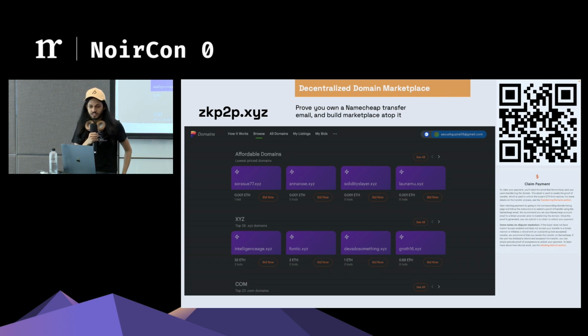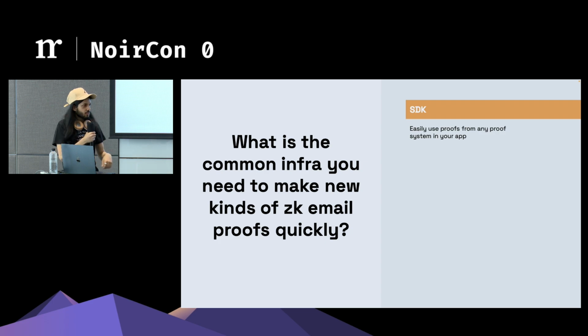And so this is quite interesting because you can build arbitrary marketplaces or arbitrary systems on top of these proofs. But the main barrier to this is people making new kinds of proofs quickly. For instance, if you want to support all domain registrars, you better now have an email for every single domain registrar.